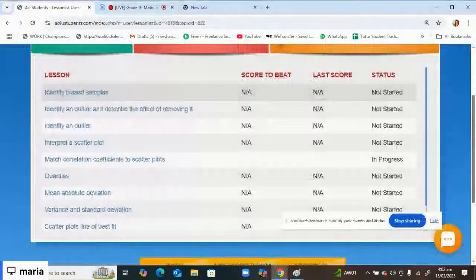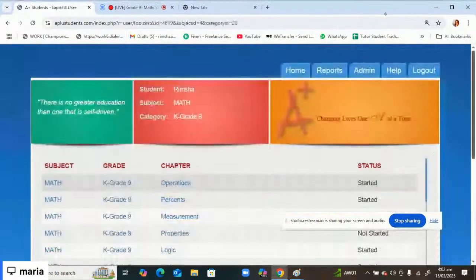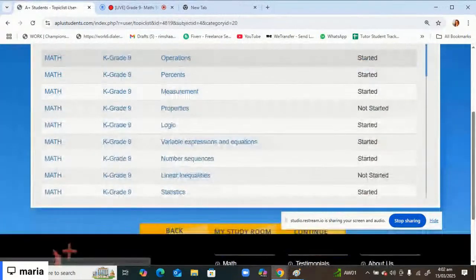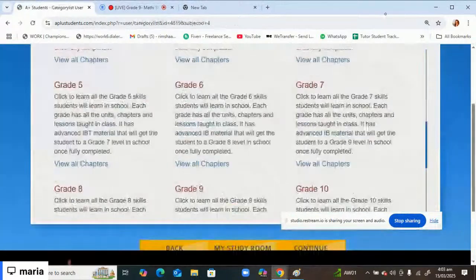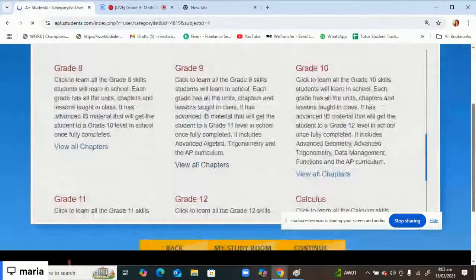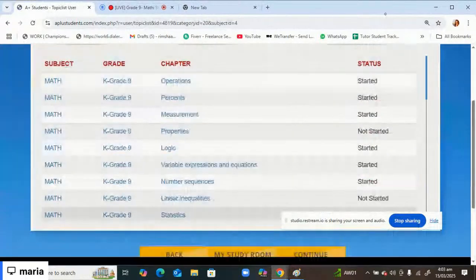So here we already discussed this one. This is grade 9. First you go to the A plus app, select maths from there and scroll down to grade 9. View all chapters. Here is the list of the chapters. So today we are on statistics.